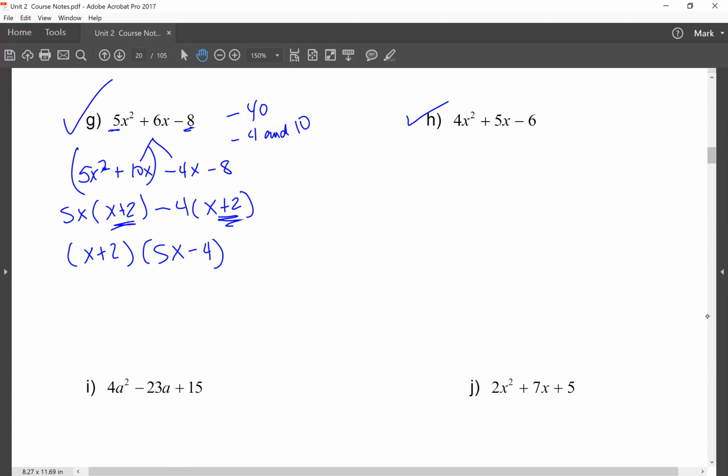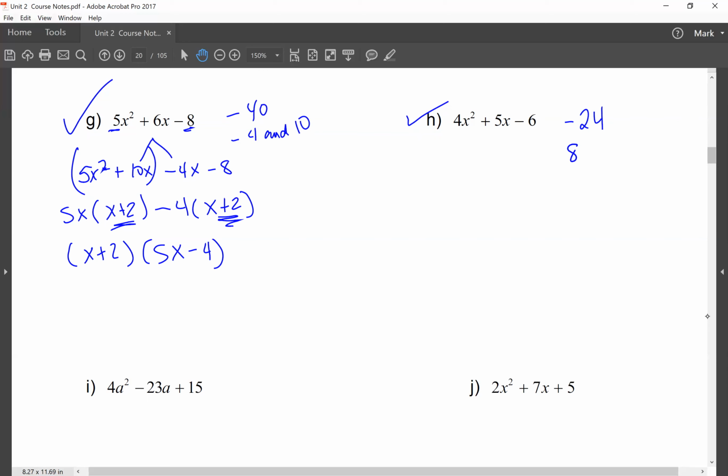Okay, let's very quickly do H, and then I'll move on. Okay, so H, 4 times a negative 6, that's a negative 24. Now I need two numbers that are going to multiply to give me a negative 24, but add to give me a 5. So there's 12 and 2, there's 8 and 3. 8 and 3 probably will work. Or no, 8 and 3 don't work. Hold on. Yes, they do. Sorry. Too early for me too.